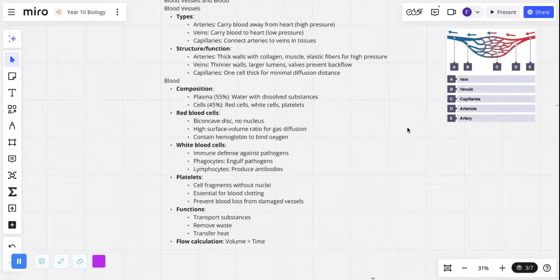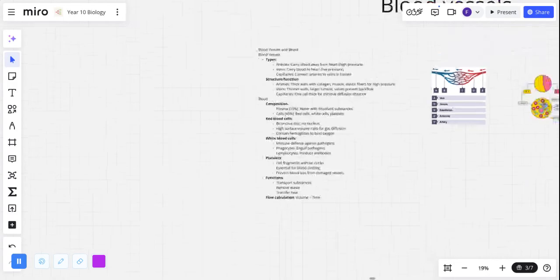We've done the heart, we've done lungs, so now it's time to look at blood vessels. And I'm going to give you, like last time, you had a choice of doing mind maps or flashcards, and now you've got to be you. I'll talk you through everything you need to know.